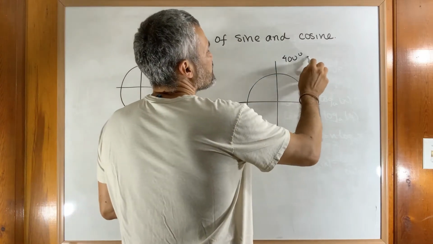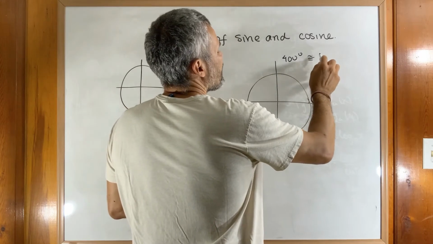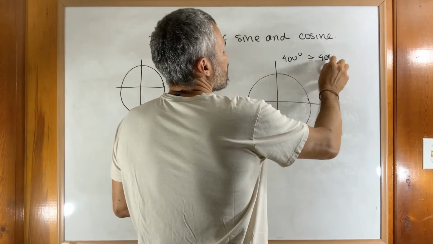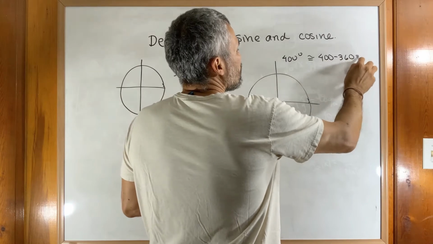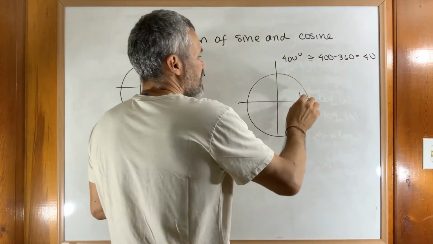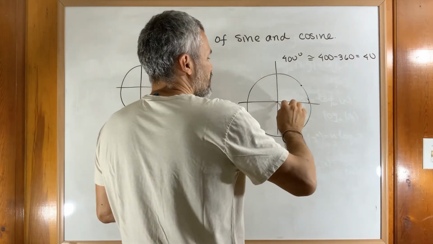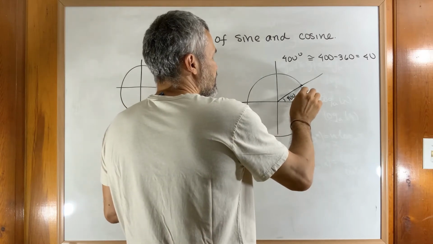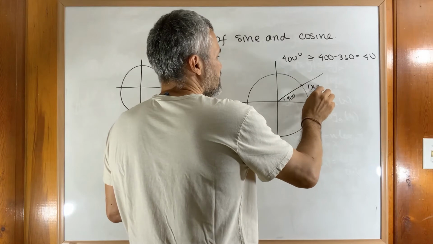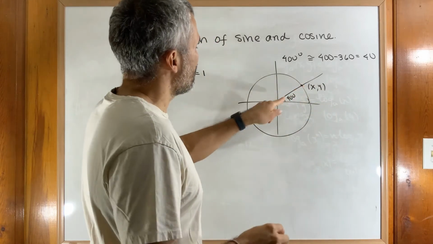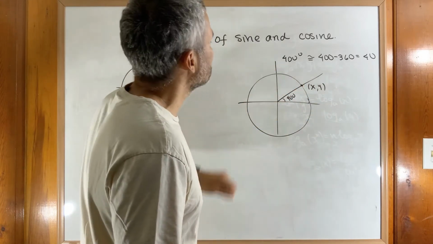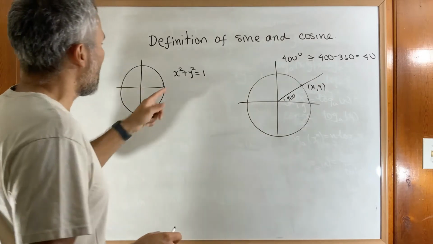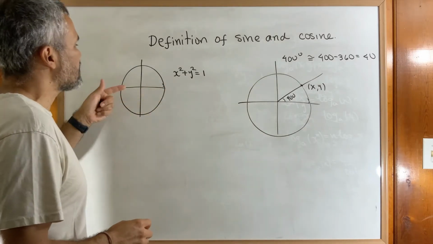400 is coterminal with 400 minus 360, which is 40 degrees, and this is the angle of 40 degrees, and then this is the point x and y that goes with 400 degrees. The equation of the unit circle allows us to find points in the unit circle.